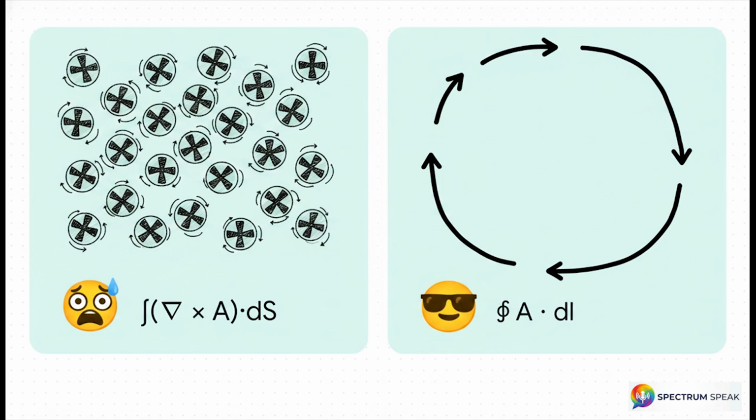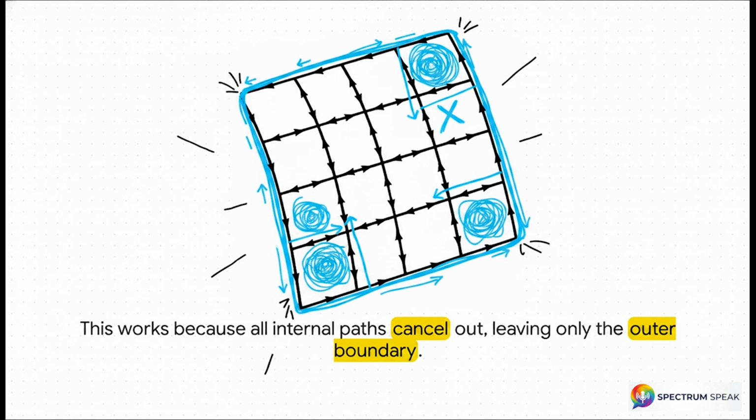It says you can totally ignore everything happening on the inside and just measure the circulation of the field around the outer boundary line. And this is just so cool, you have to see why it works. Imagine our whole surface is a grid of tiny little squares. The flow around each little internal square gets perfectly canceled out by its neighbor, because where one path goes right, the one right next to it goes left. The only bits that don't get canceled out are the ones on the very, very outer edge. It's such an elegant and powerful idea.